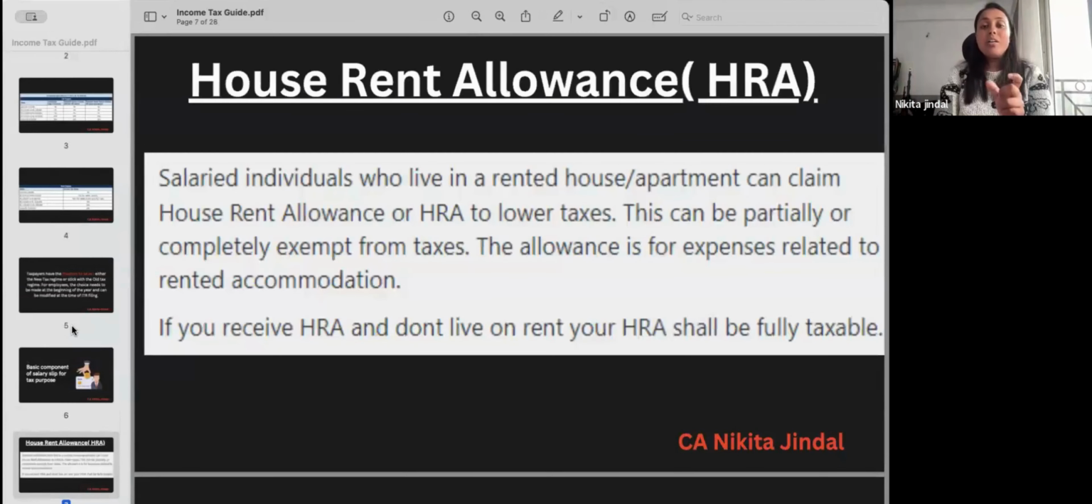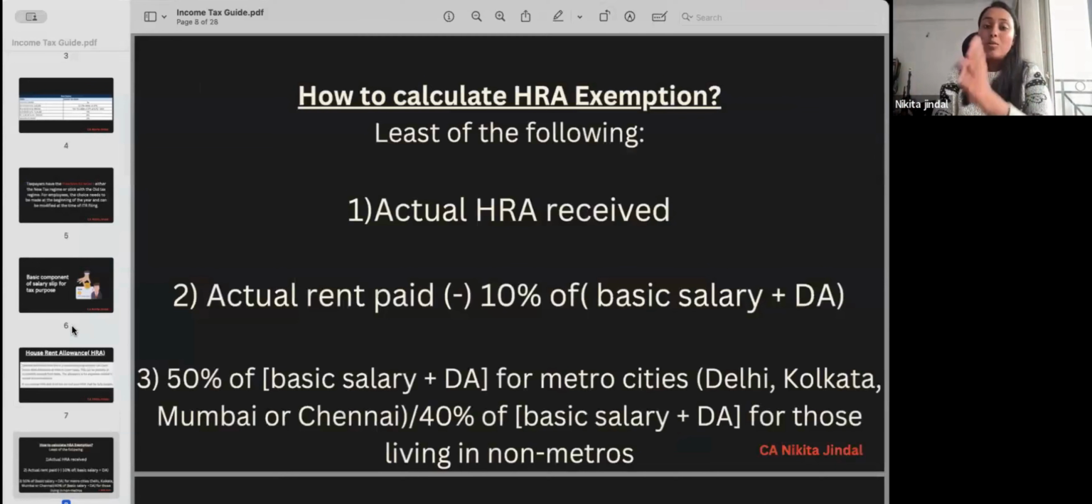Number one is HRA. So obviously you can claim HRA if you are living in a rented house. So how can you calculate HRA? There are three things. Number one is actual HRA received. Number two is actual rent paid minus 10% of basic salary. Number three is 50% of basic if you are living in a metro, and 40% if you are living in a non-metro. Whichever is least, you can claim as HRA.